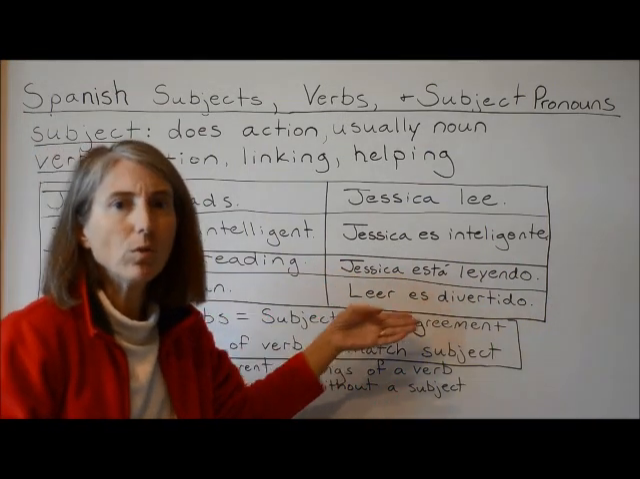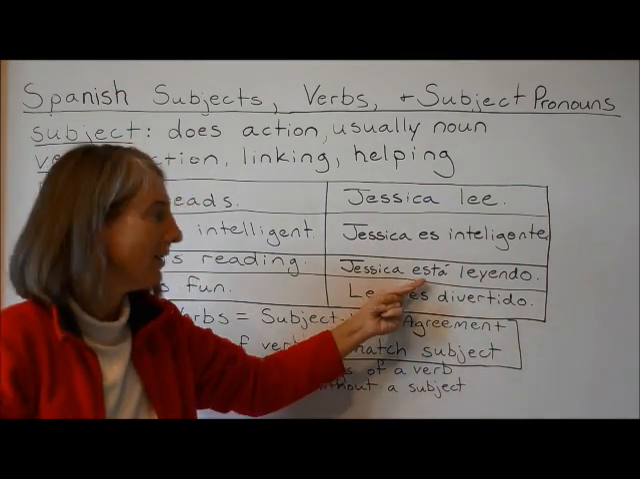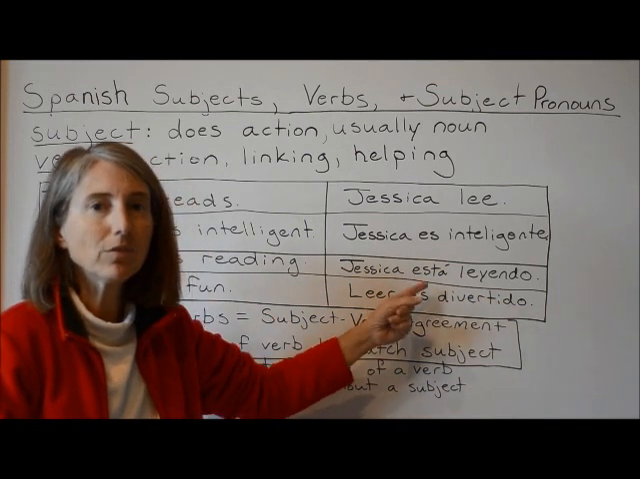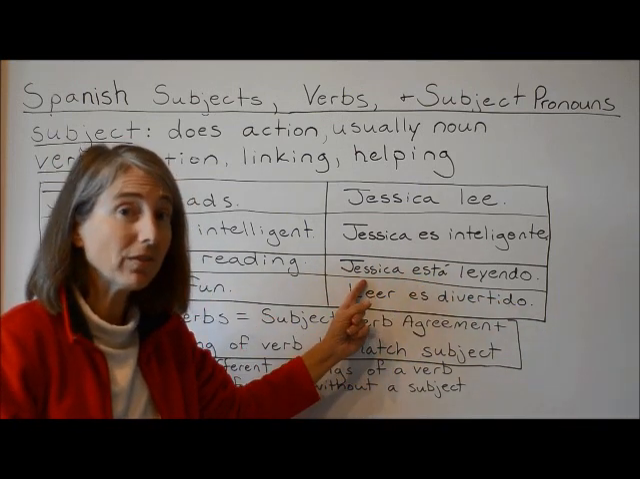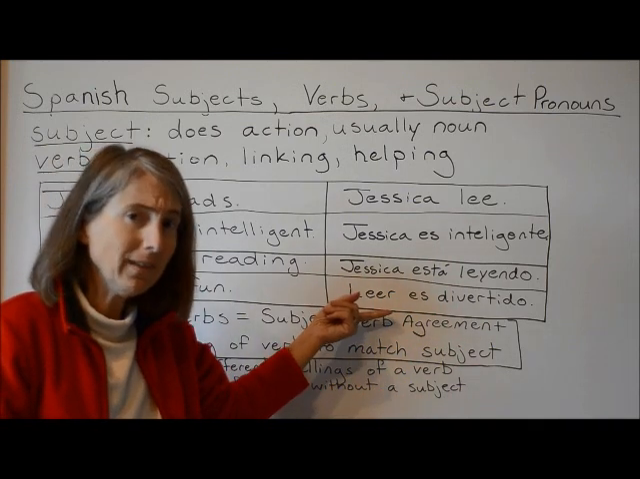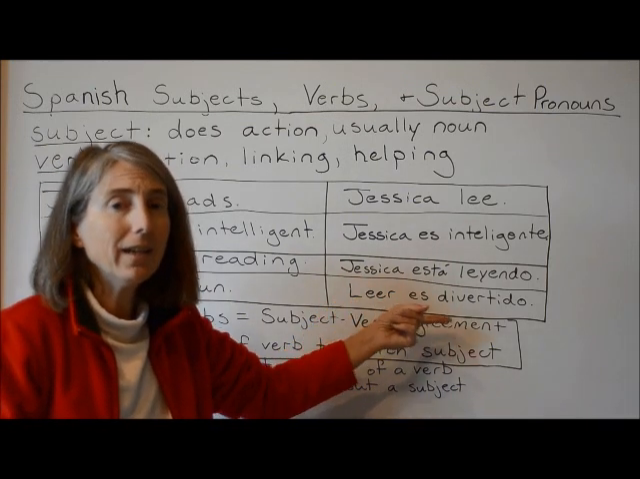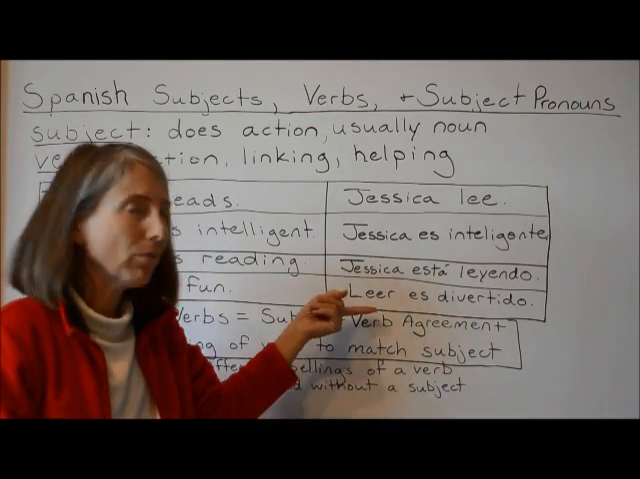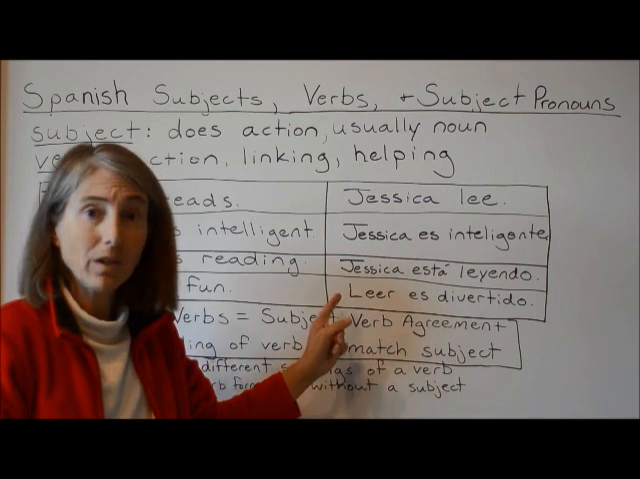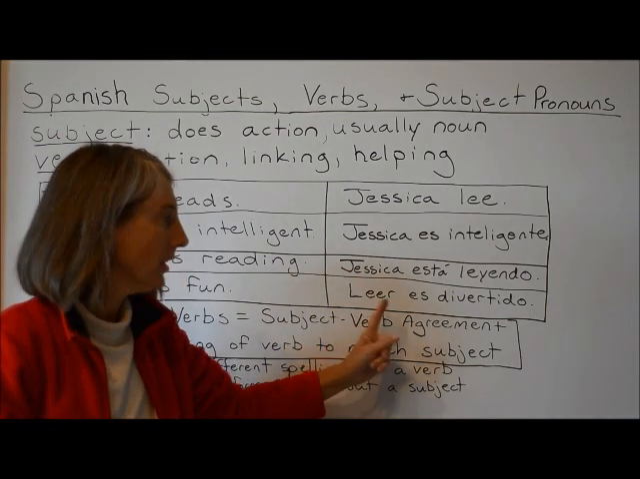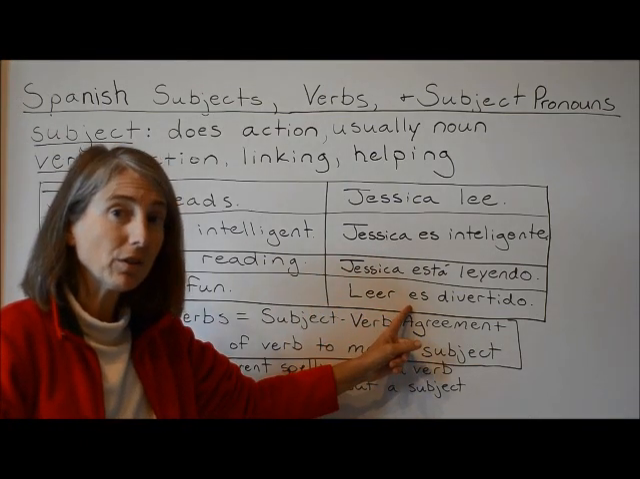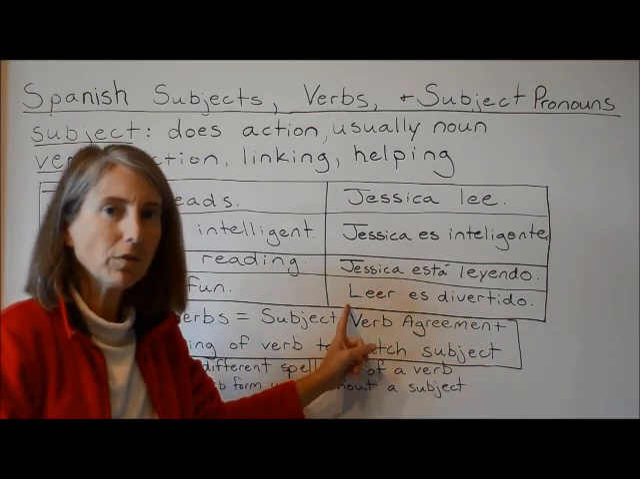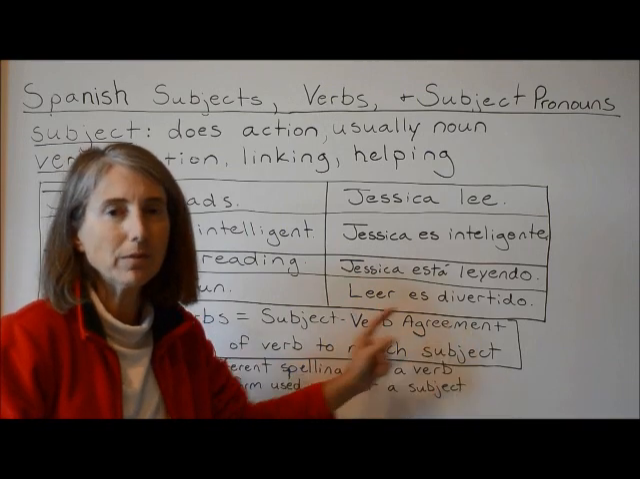Jessica está leyendo. Here we have a helping verb, está, with the action verb, leyendo, reading. Jessica is reading. So our subject is still Jessica. And in this last sentence, leer es divertido. Reading is fun. So leer is our subject. It's not a conjugated verb, it's just our subject. Es is our action that's happening in the sentence, and divertido is fun. So es is our linking verb, linking leer to fun.